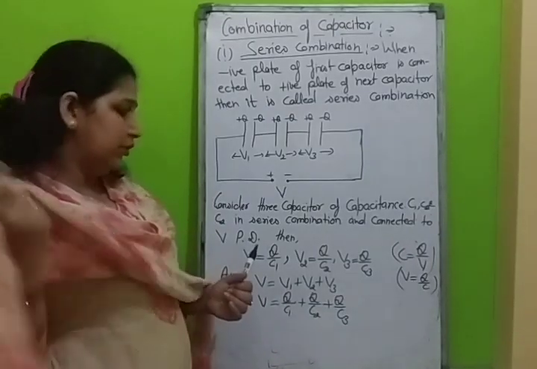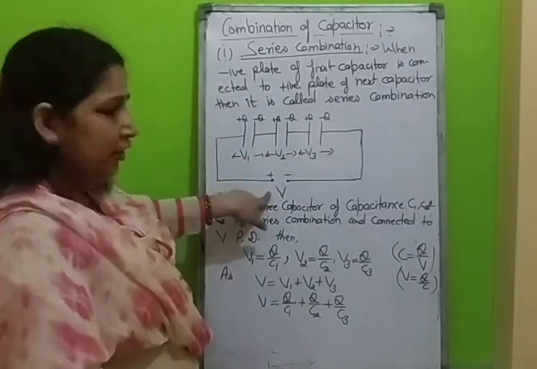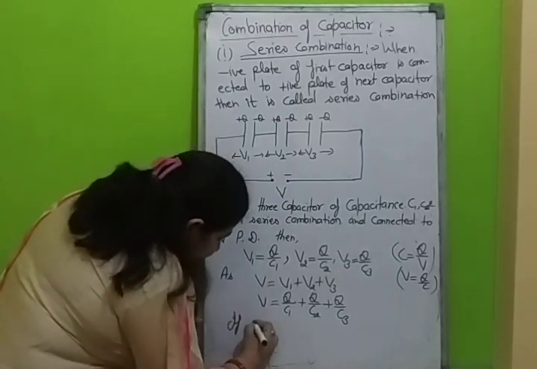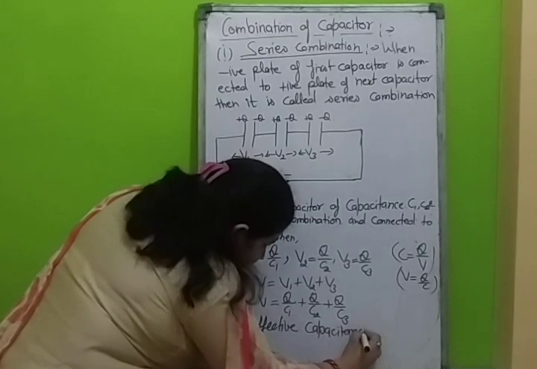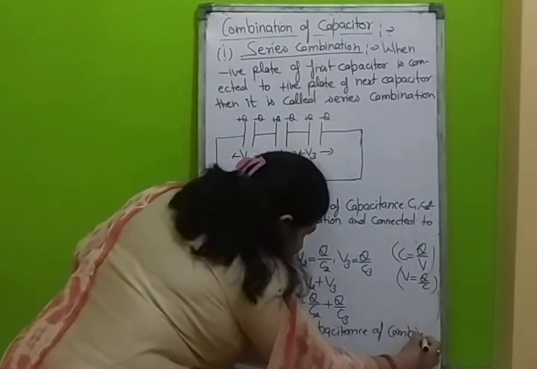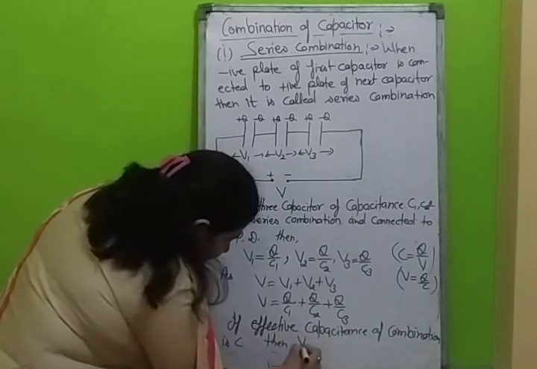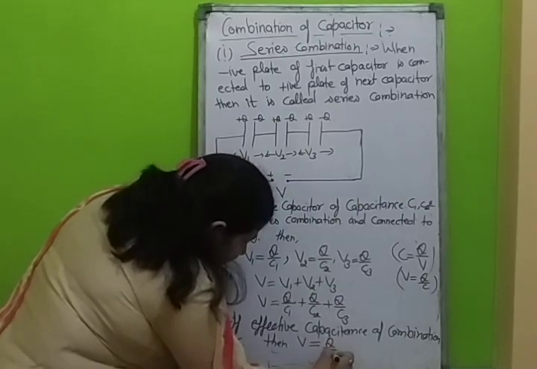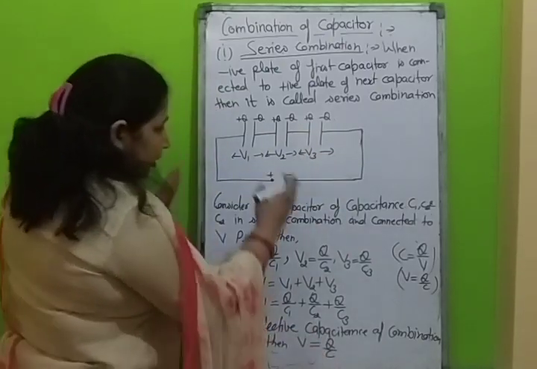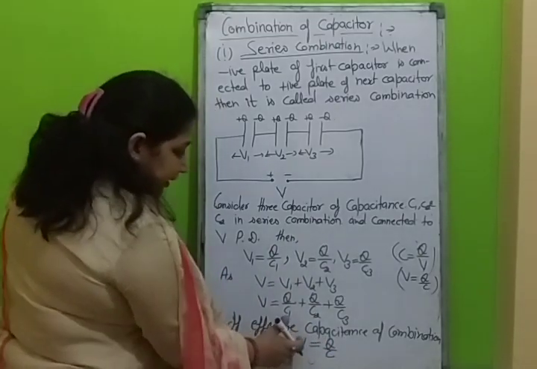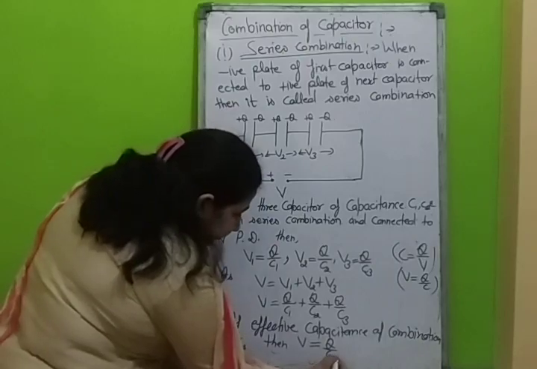Now let us assume that the effective capacitance of the combination is capital C and the total potential is V. Then if the effective capacitance of the combination is C, V is equal to Q upon C. The charge on the combination is Q and the effective capacitance is C, then we can write V is equal to Q upon C, where C is the effective capacitance of the series combination.